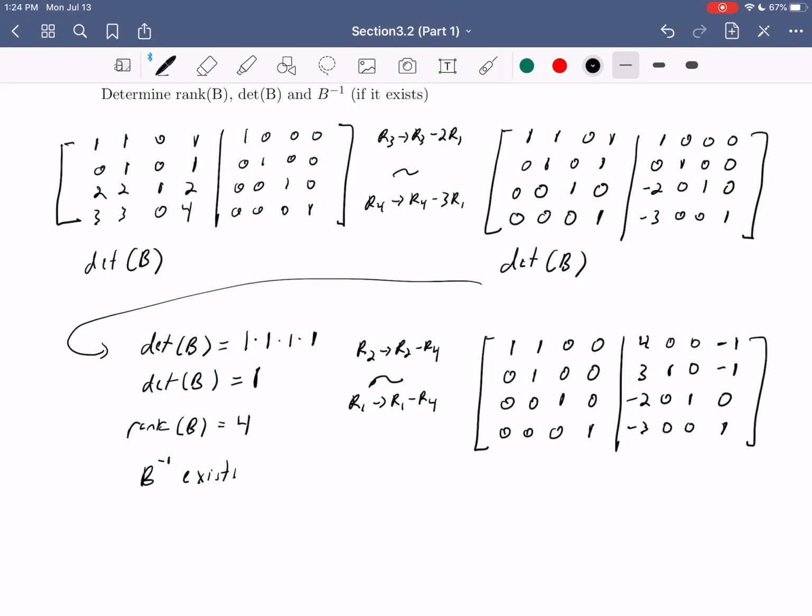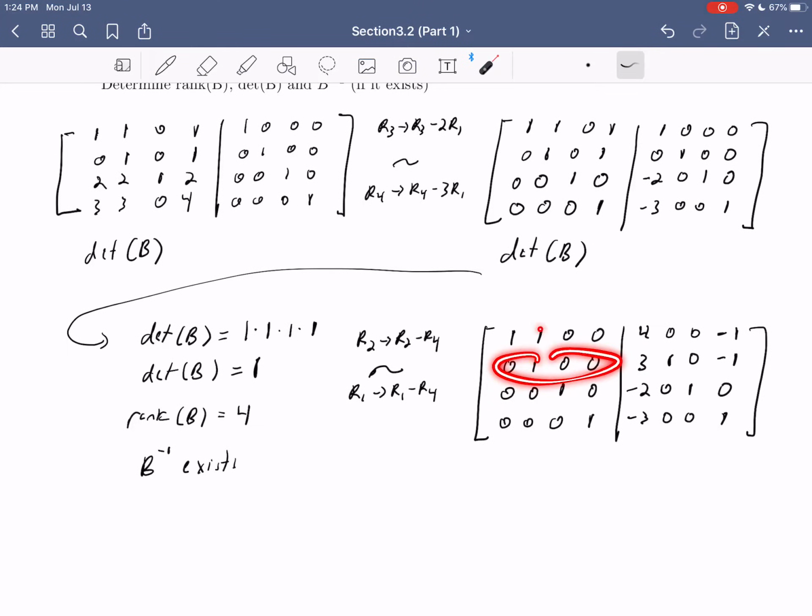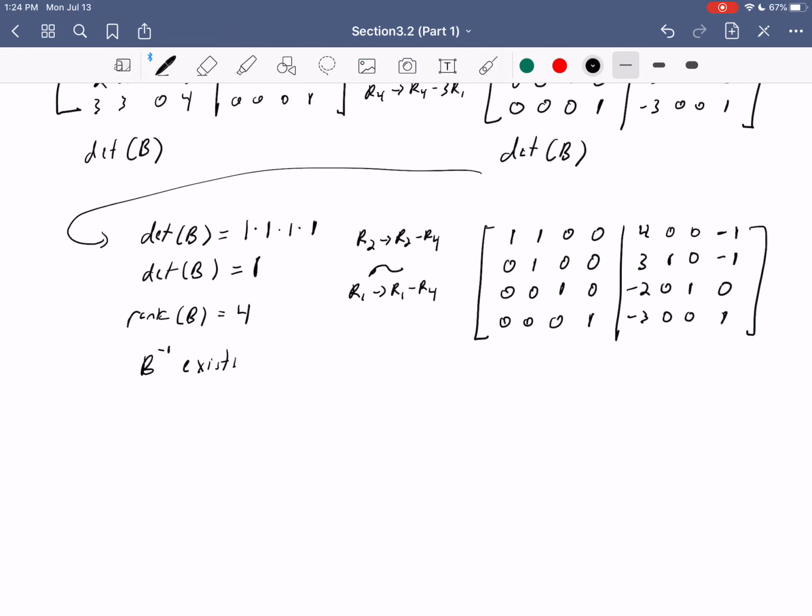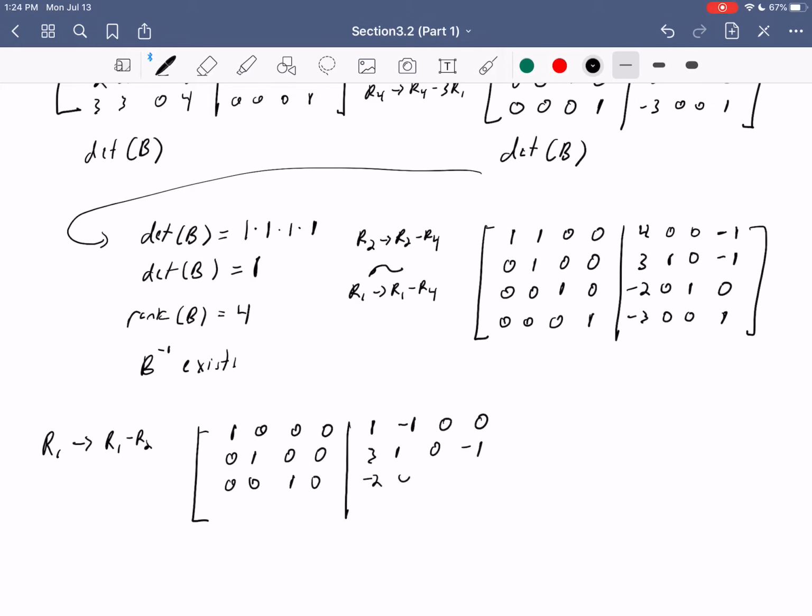Okay, and now we're almost there. We just need to use this row to remove that there. So we can go ahead and replace row 1 with row 1 minus row 2. So we get 1, 0, 0, 0, and then we're subtracting row 2, so it looks like we get 1, minus 1, 0, 0, and then 0, 1, 0, 0, 3, 1, 0, minus 1, 0, 0, 1, 0, minus 2, 0, 1, 0, and 0, 0, 0, 1, minus 3, 0, 0, 1.